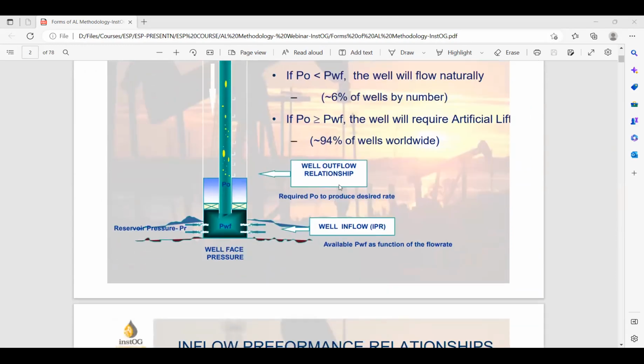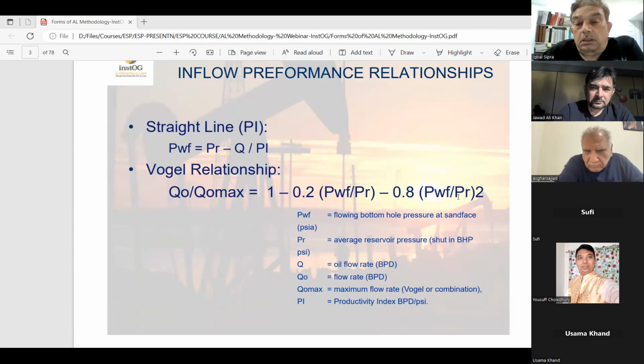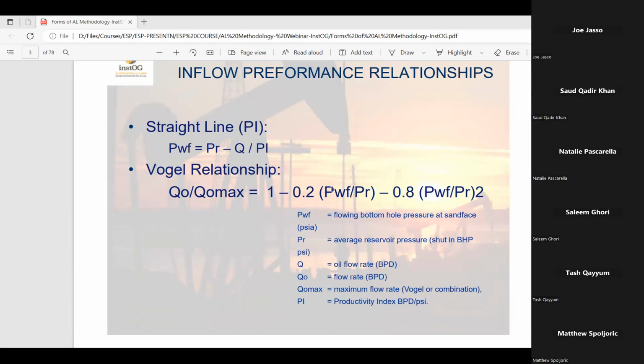This is well inflow and this is well outflow altogether. This is the inflow performance relationship. Straight line PI: PWF is PR minus PWF, and the Vogel correlation is Q over Q max equals 1 minus 0.2 PWF over PR minus 0.8 (PWF over PR) squared. This is the Bible for our artificial lift system. This whole system is designed and structured based on this equation.